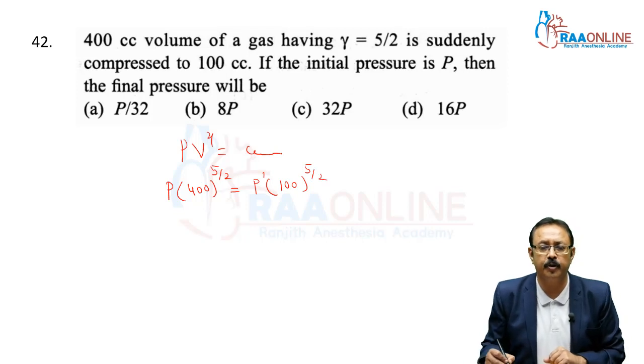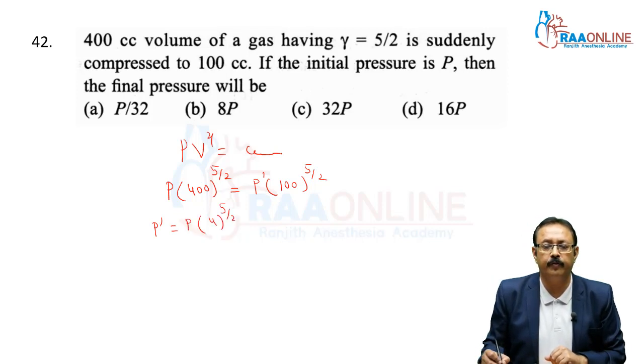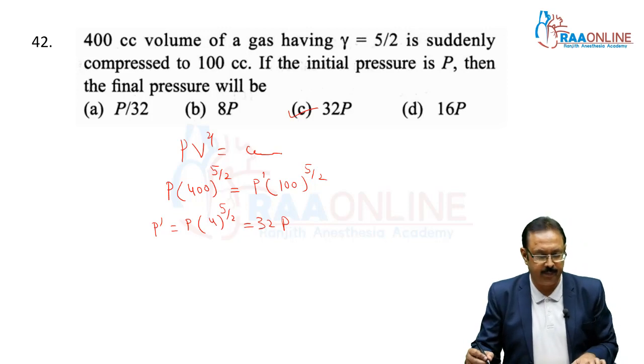So new pressure should be old pressure into 4 raised to the power 5/2. 4 raised to the power 1/2 is 2, 2 raised to the power 5 is 32. So we are going with 32P.